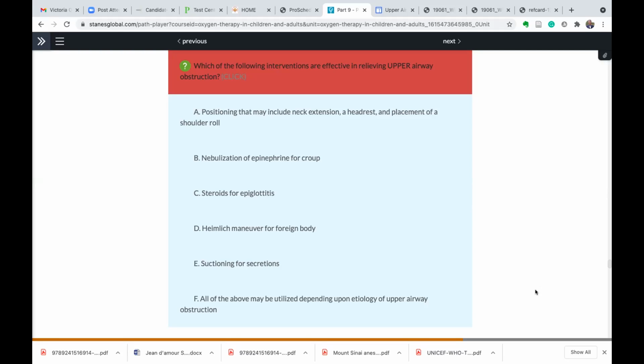Yeah, we can stop the poll here, but most of the people got the right answer. So the right answer is F. All of the above may be utilized depending upon etiology of the upper airway obstruction. Very good.